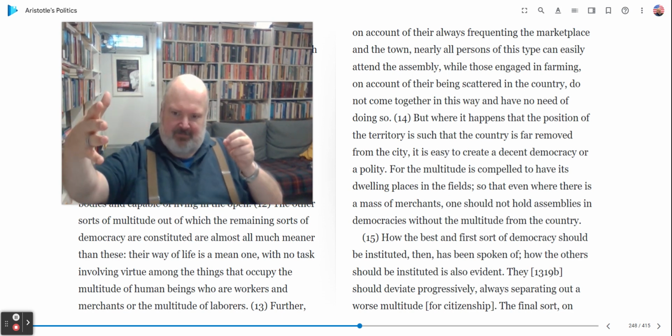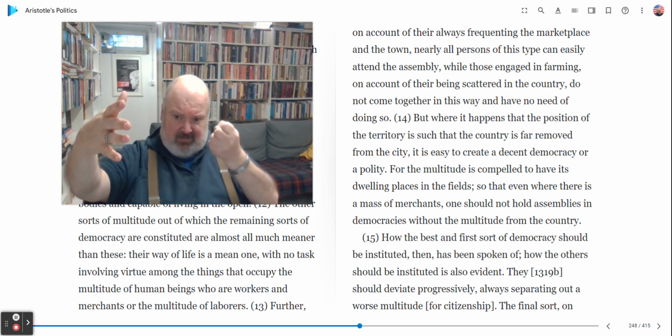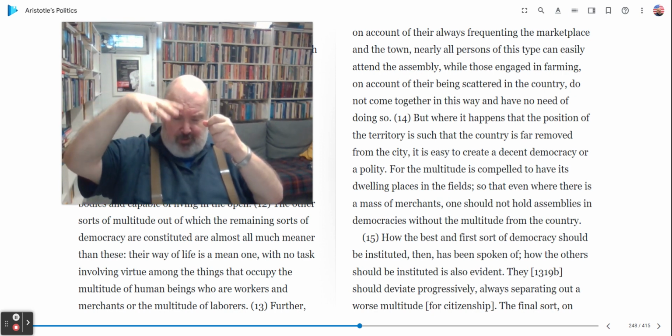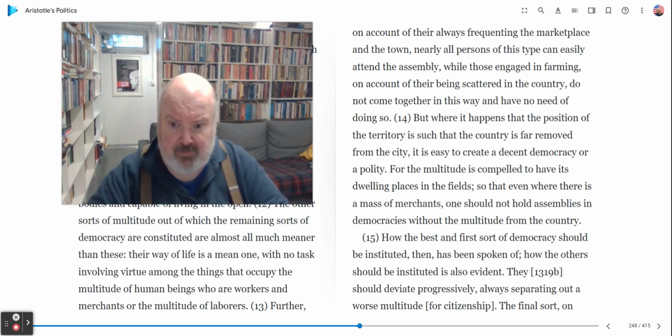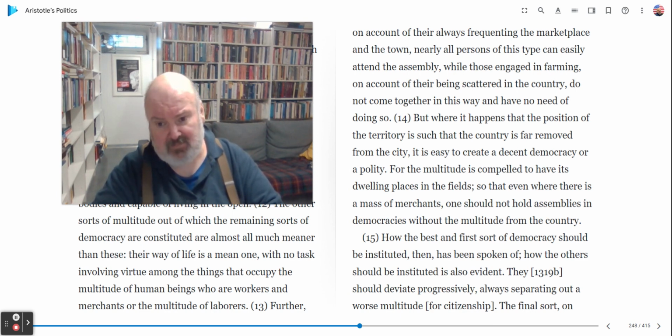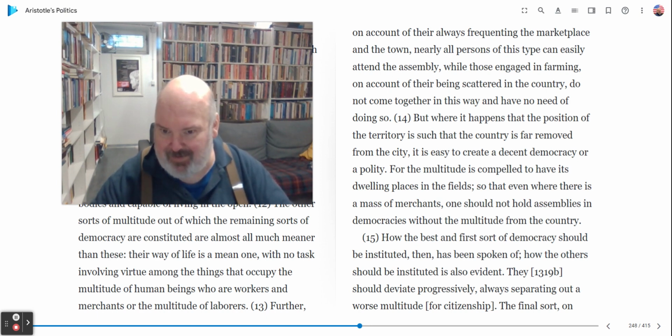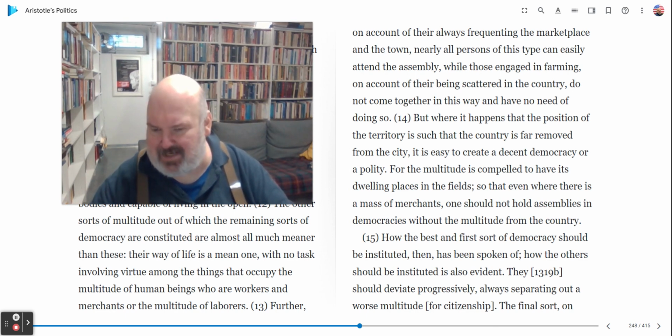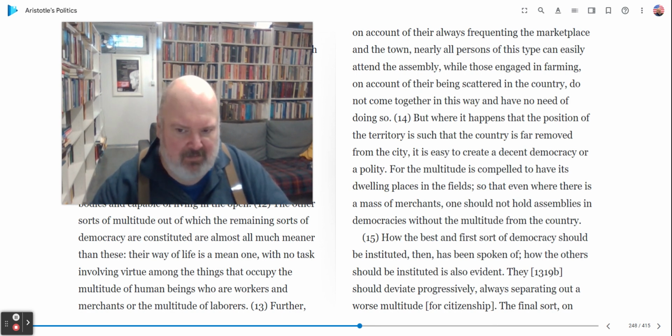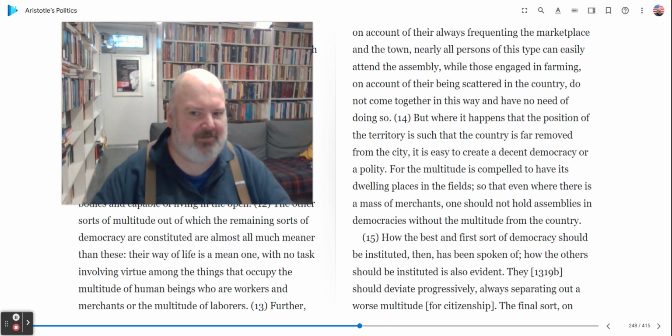The country is out here, far from the city, and the center of the city is where the market is. These people here are more numerous than the city in that sense. For the multitude is compelled to have dwelling places in the fields, so that even where there is a mass of merchants, one should not hold assemblies in a democracy without the multitude from the country. So again, this is his attack on the farming democracy. This sounds like Thomas Jefferson's whole argument about the farmers. That's very Aristotelian in a sense.